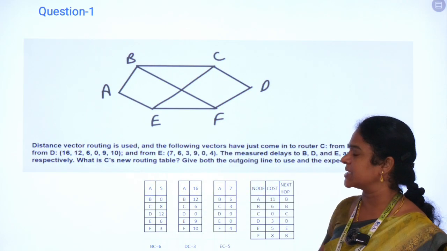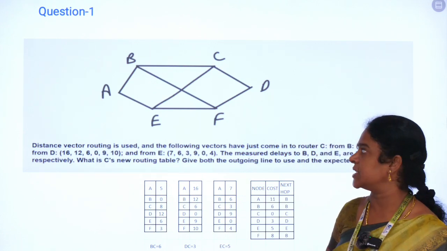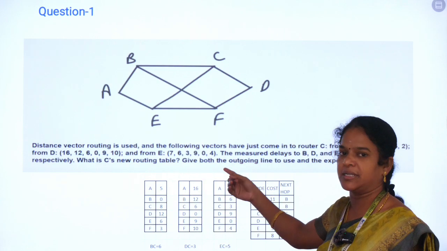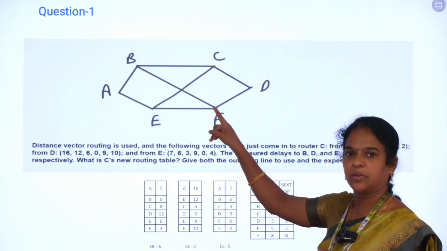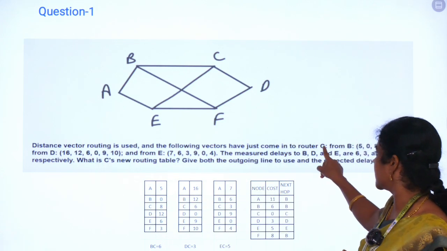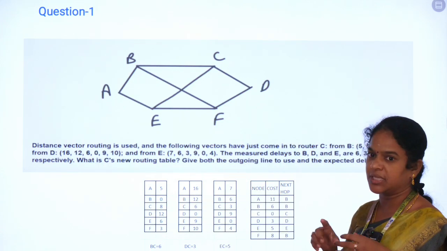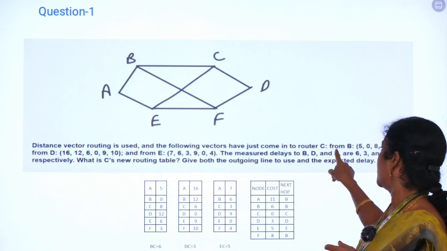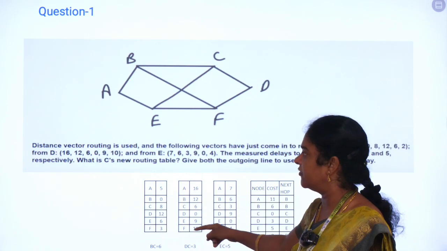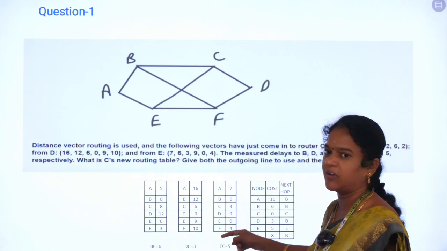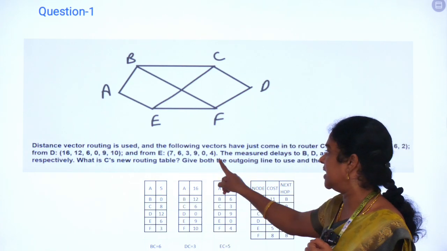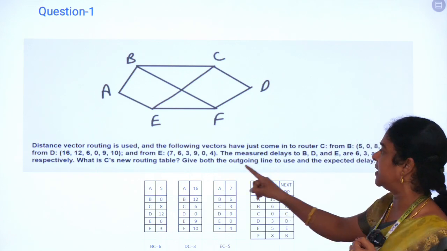In this one a diagram is given. Okay, in your GATE questions a diagram is given. So it is mentioned whether it's link state routing or distance vector routing. Distance vector routing means just finding the nearest neighboring node only. Okay, here it's given router C. From B some values are given, and D is given some values and E is given some values. So we have only 3 tables, B table, D table and E table. Okay, because here B table, D table, E table are given.